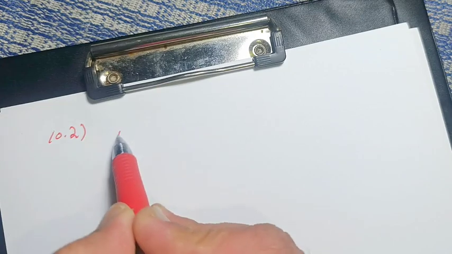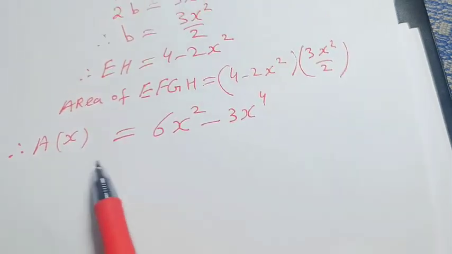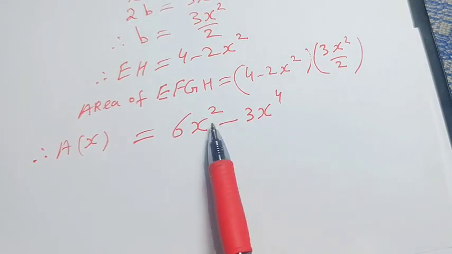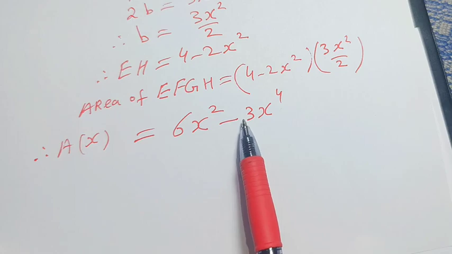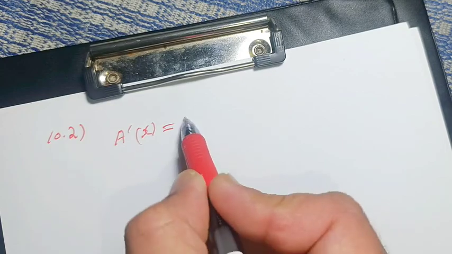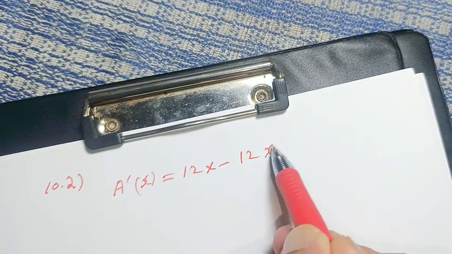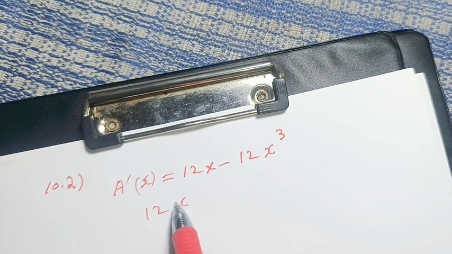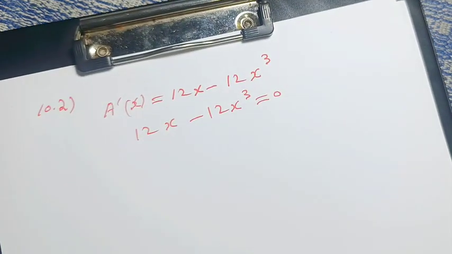Have a look here. So A of x, I'm going to take the first derivative of A of x. Must remember, we got A of x, 6x squared minus 3x power 4. So first derivative, 2 times 6 is 12, 12x minus 12x power 3. So the first derivative is 12x minus 12x power 3. Now the first derivative must be equal to 0.